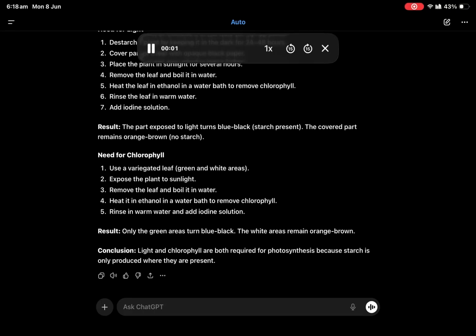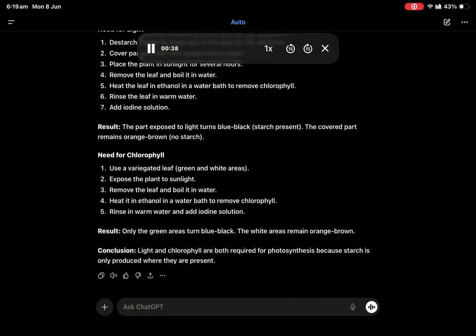For investigating the need for light and chlorophyll in photosynthesis, you should know the practical method. Need for light. 1. Destarch a plant by keeping it in the dark for 24 to 48 hours. 2. Cover part of a leaf with opaque black paper. 3. Place the plant in sunlight for several hours. 4. Remove the leaf and boil it in water. 5. Heat the leaf in ethanol in a water bath to remove chlorophyll. 6. Rinse the leaf in warm water. 7. Add iodine solution. Result: the part exposed to light turns blue-black, starch present. The covered part remains orange-brown, no starch.